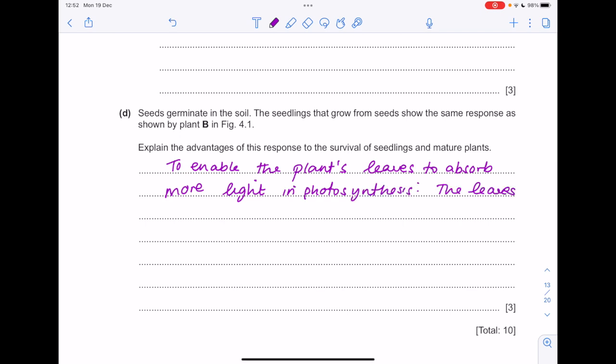The leaves absorb more carbon dioxide, again for photosynthesis. And they can also absorb more oxygen needed for respiration.